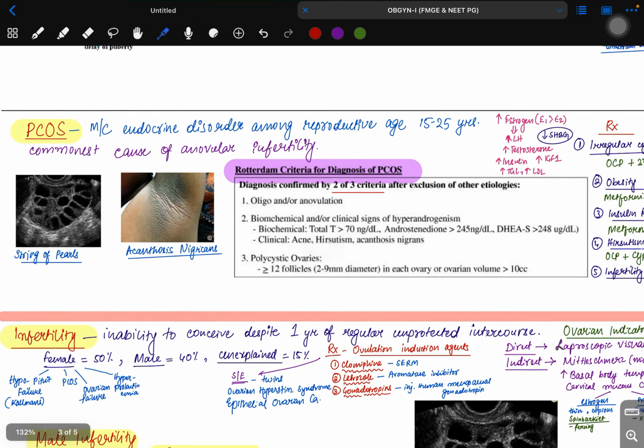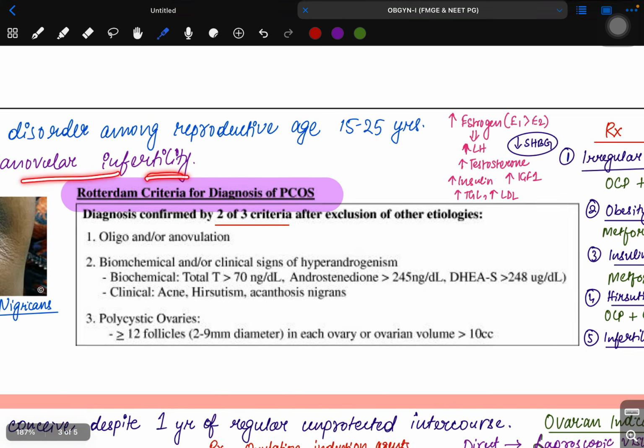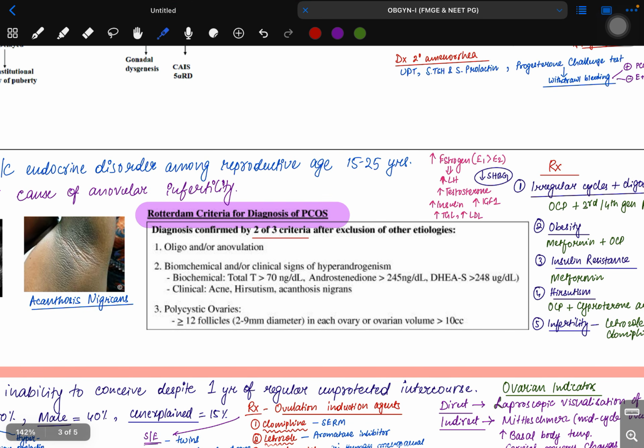Now coming to PCOS. PCOS is the most common endocrine disorder among the reproductive age group of 15 to 25 years. It is the commonest cause of anovular infertility. And what happens here in PCOS? There is an increase in estrogen. E1 is increasing more than E2. Also, due to the increased estrogen, there will be increased LH. There will be increased testosterone, increased insulin, increased IGF-1, increased triglycerides, increased LDL. And what will decrease? There can be a decrease in the sex hormone binding globulin, SHBG.